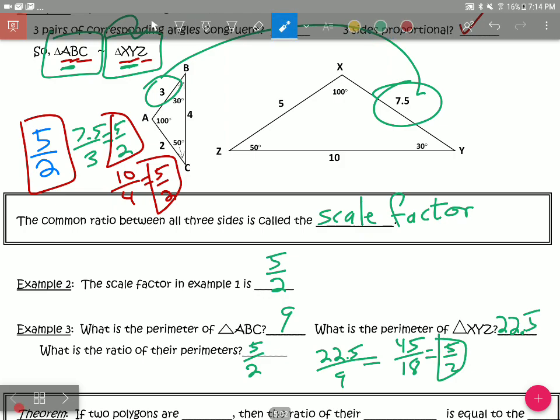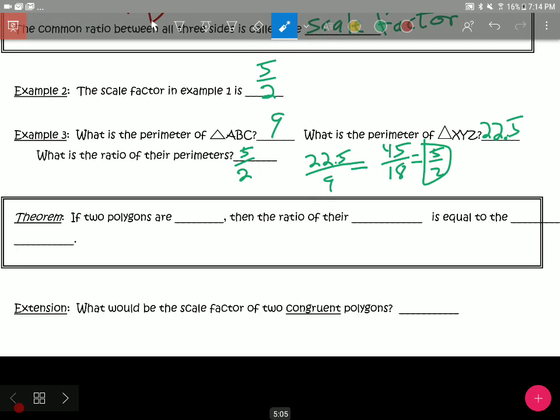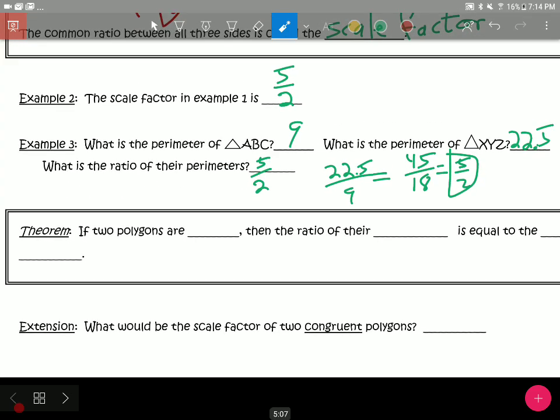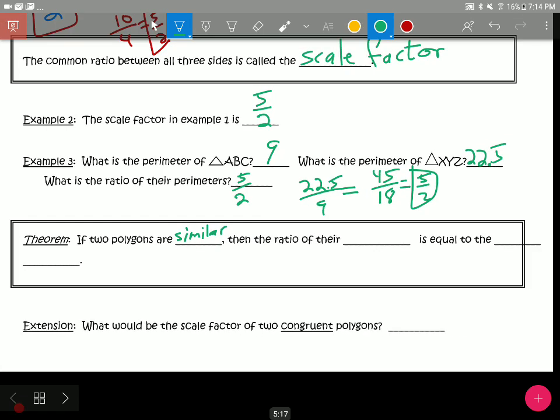Who'da thunk it? Okay. If two polygons are similar, then the ratio of their sides, I'll say side lengths, is equal to the scale factor.